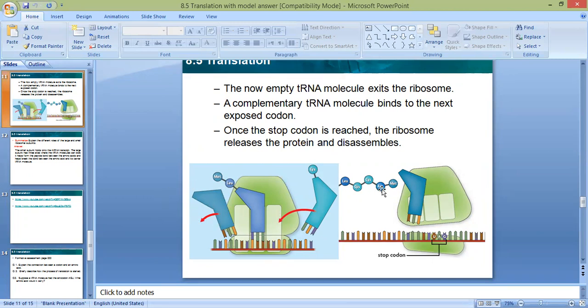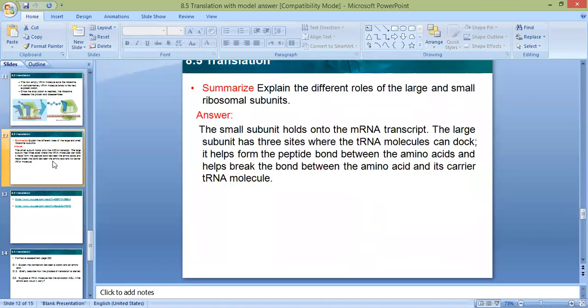A complementary tRNA molecule binds to the next exposed codon. Another one comes and binds to the next codon. Once the stop codon is reached, the ribosome releases the protein. It has reached the end, which is UAG, the stop codon. Now the ribosome will release the protein freely to the cell to be used by the cell. Okay, do you understand how translation happens? Yes.